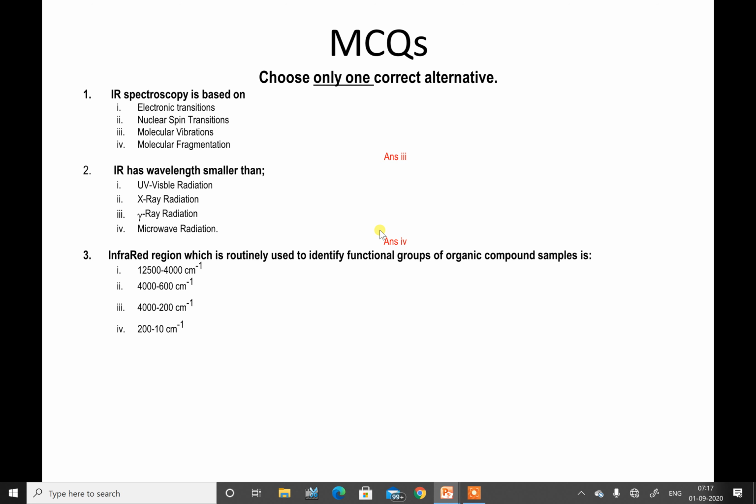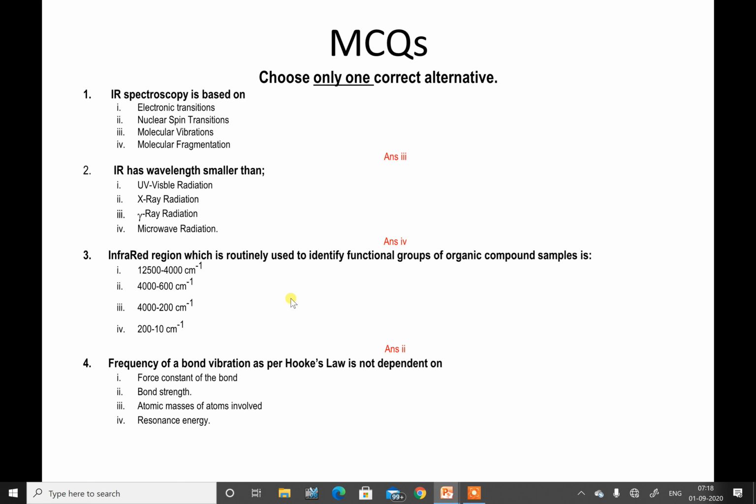Infrared region, which is routinely used to identify functional groups of organic compound samples, is 12,500 to 4,000 centimeter inverse, 4,000 to 600 centimeter inverse, 4,000 to 200 centimeter inverse, and 200 to 10 centimeter inverse. We have to recapitulate. There are 3 infrared regions: near, mid, and far, and we are actually dealing with the mid. And mid, these two are mid, but practically we are dealing with 4,000 to 600. So the answer should be 2. Yes.